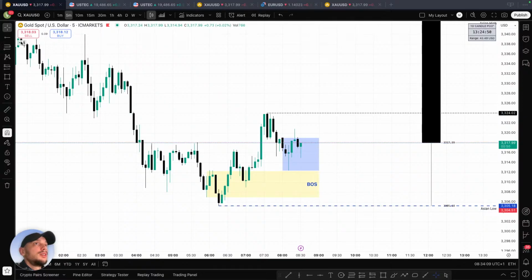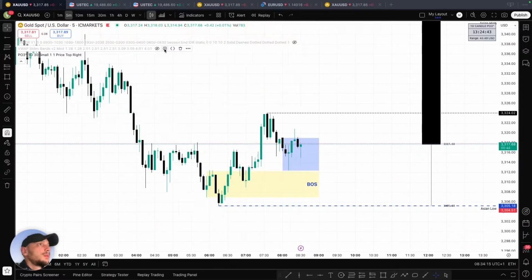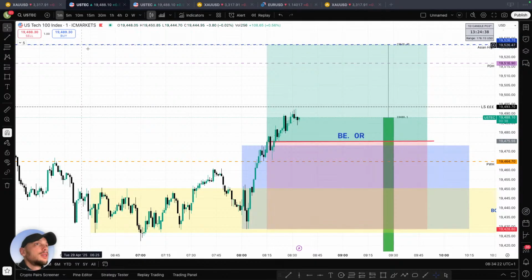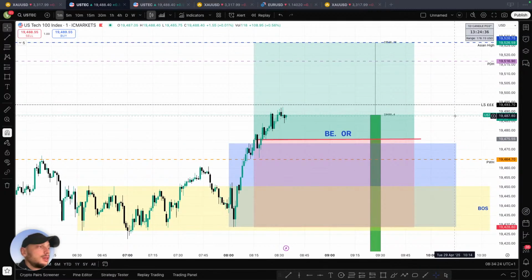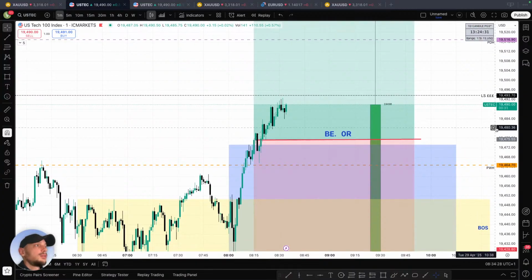8:30. Let's see how the DR is looking. View up. We're in premium. DR, very small range for the DR. Come on, Nasdaq, bring one more R. Come on.